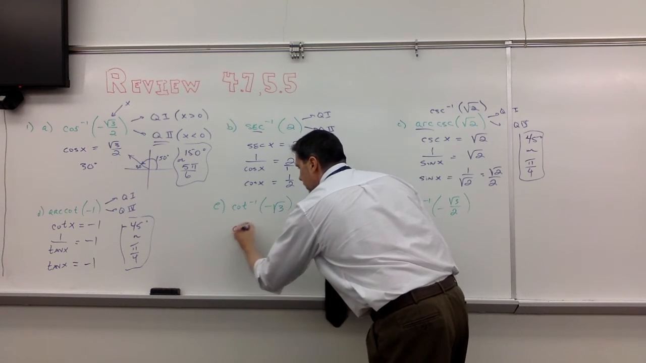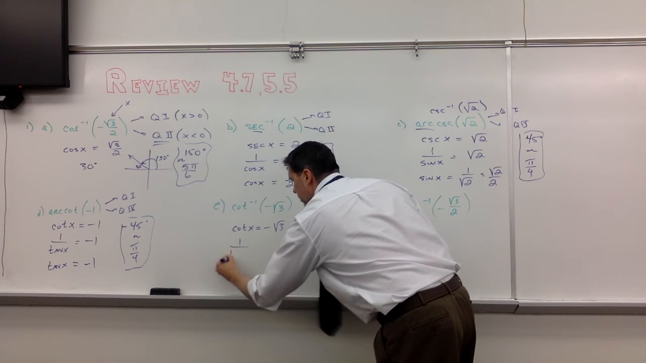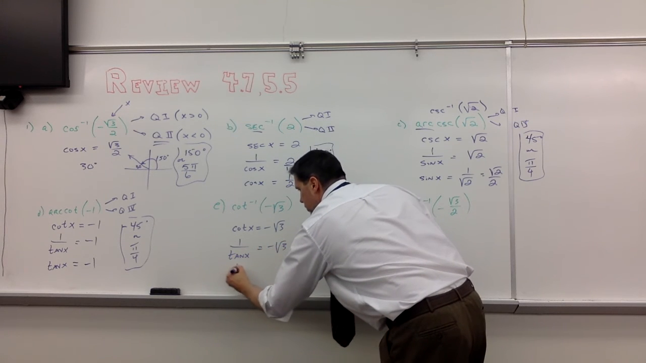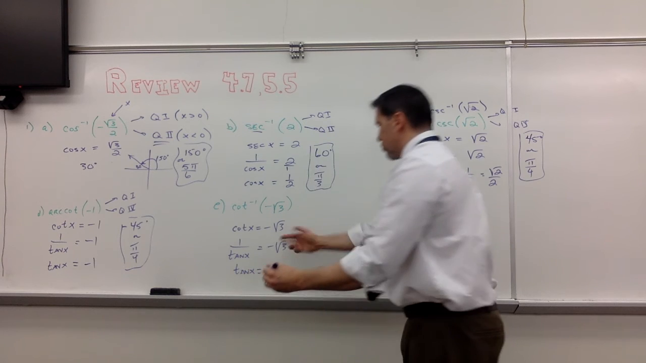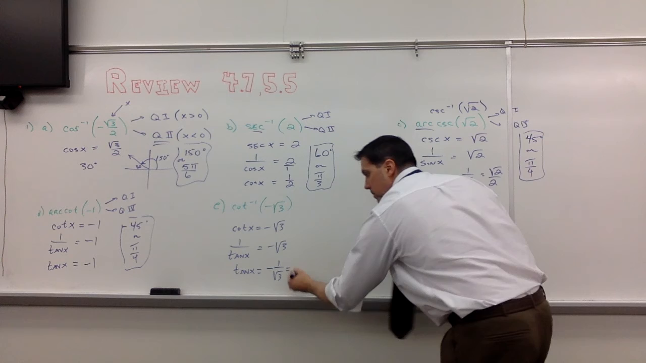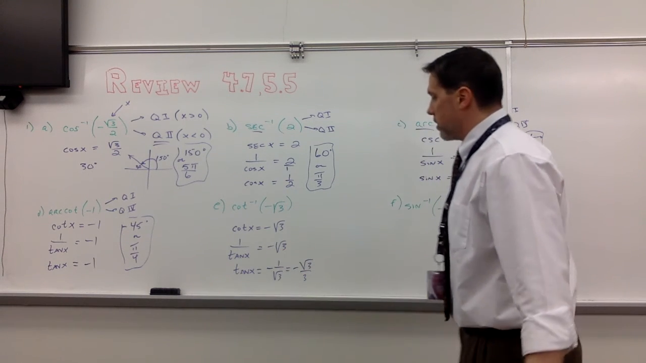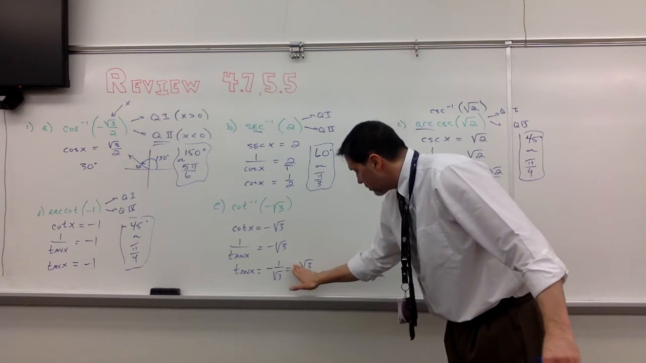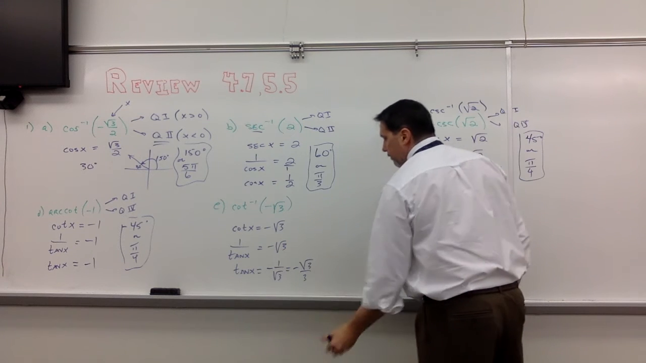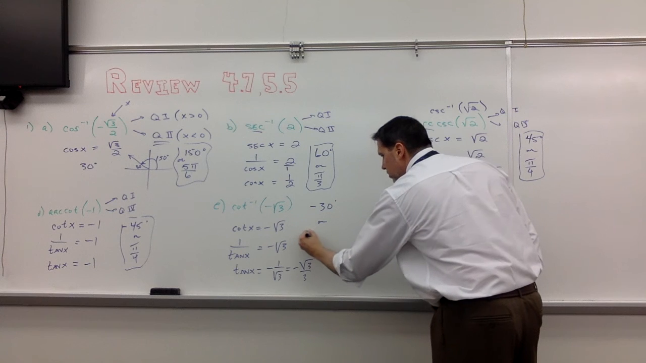All right, pretty similar type problem. We'll say cotangent of x equals negative square root of 3. That is 1 over tangent of x equals negative square root of 3, or tangent of x equals, the reciprocal there, negative 1 over the square root of 3, or negative square root of 3 over 3. As far as tangent is concerned, for a positive version of the square root of 3 over 3, that would be 30 degrees. Since we're going to quadrant 4, we're going to say negative 30 degrees, or negative pi over 6.